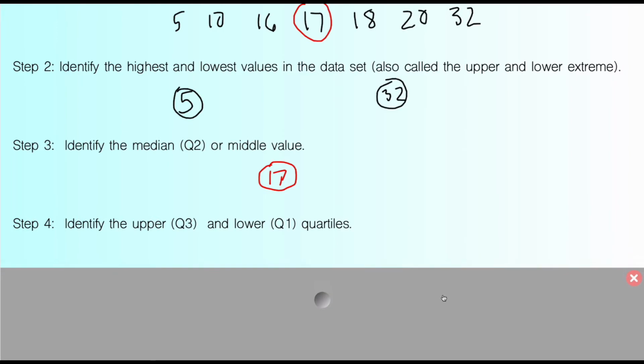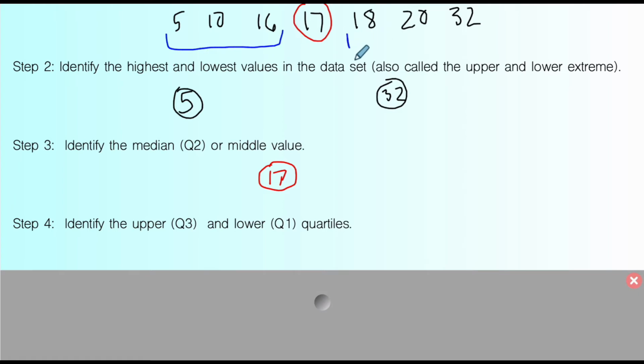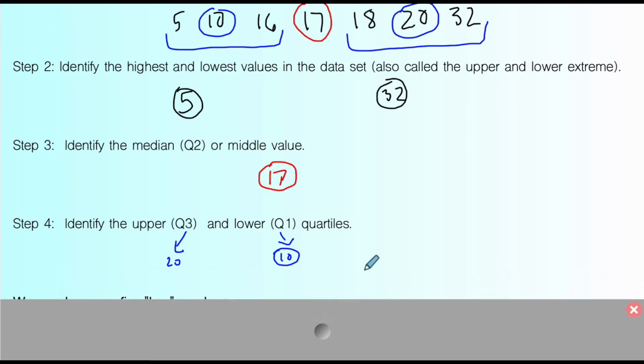All right, moving on to step 4. Step 4, what's the upper quartile, Q3, and the lower quartile, Q1? Well, since I found the median, I now have a lower half of data and an upper half of data. And the middle of the lower half is 10. There's 3 numbers, so the middle number. And then the 3 numbers that make up the upper half of data, the middle of that is 20. So I already have Q3, which is 20, and I have Q1, which is 10. Awesome.